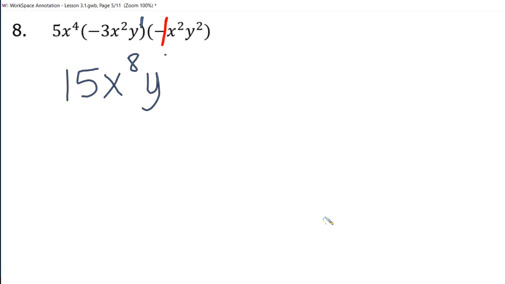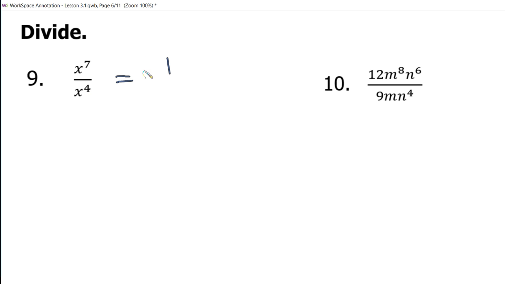Moving on to the bottom section, now we are dividing. So when we were multiplying, what did we do with the exponents? Add them, so when you're dividing, what do you think we'll do with the exponents? Yes, we will subtract them. So looking at number 9, keep the base the same, so keep the x. And when I subtract these exponents, what's 7 minus 4? 3. There's my answer, it's x cubed. So when you're dividing and the bases are the same, subtract the exponents.